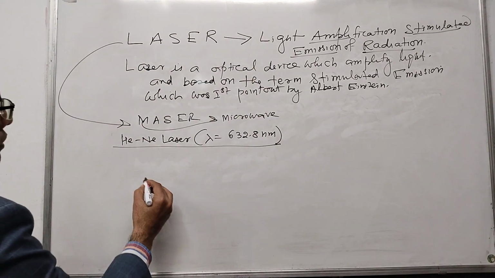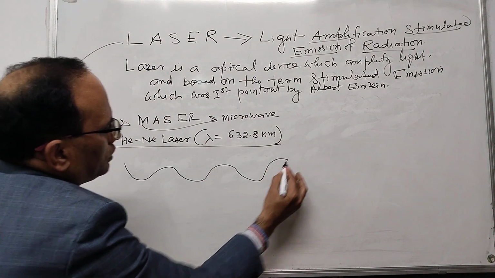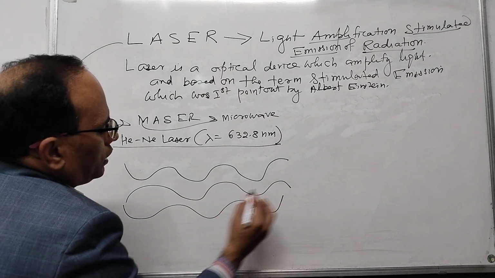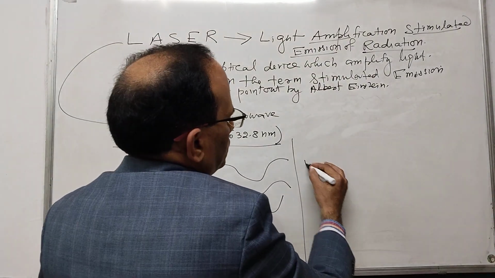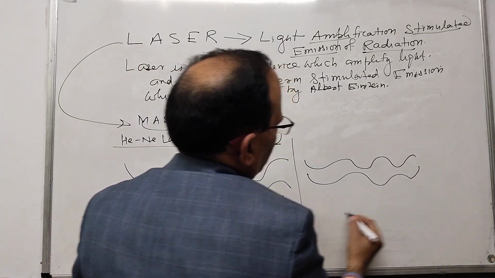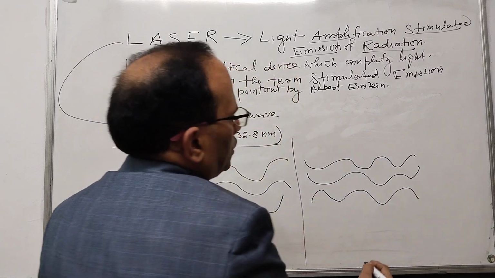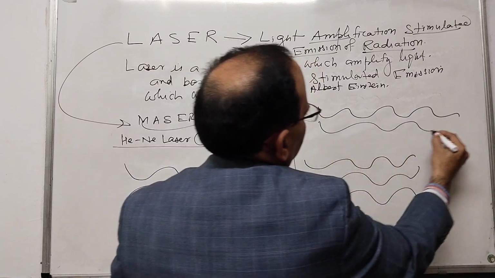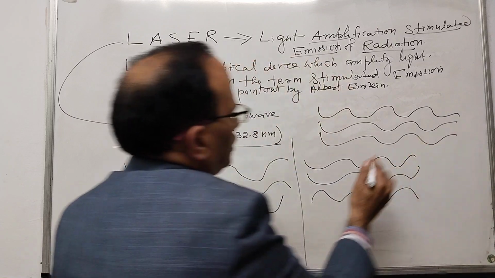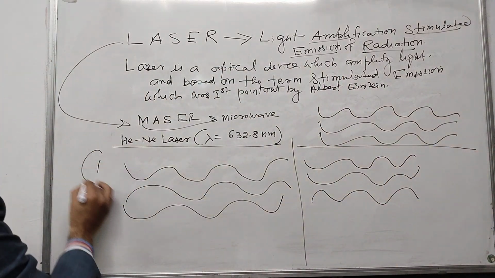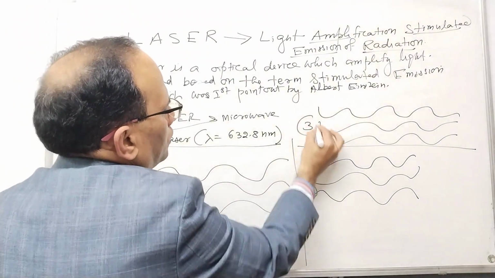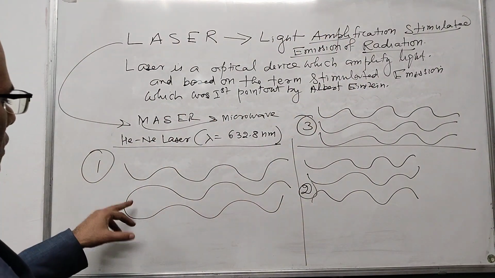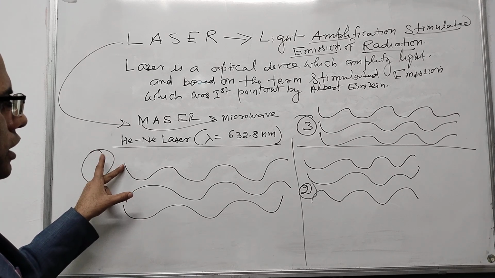Now understand, suppose the vibrations of the light may be of this kind or this kind. This is the first example. Second, you can say vibrations of the light in this fashion. And third, vibrations are like this. So what is the difference between the first, second and third? Is there any difference between these lines? You can observe that they are not in a coherent way. Their starting point and end point are different.